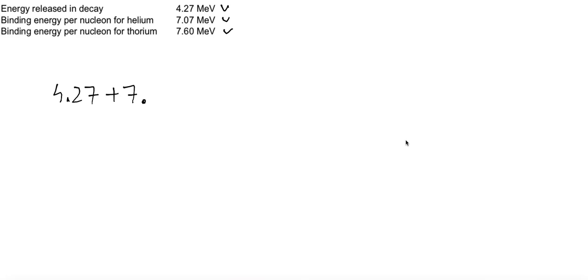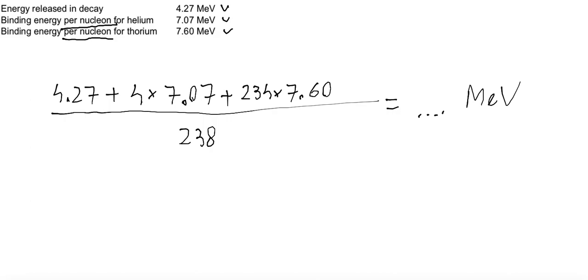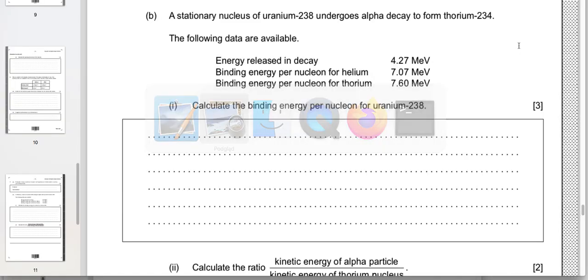Okay, we know the energy released in the decay, which is 4.27 mega electron volts. Helium has 4 nucleons because this is the binding energy per nucleon of helium, so 4 times 7.07, plus the binding energy per nucleon of thorium. If uranium has 238 and the alpha particle takes nucleon number 4, then thorium has 234. And this, divided by the number of nucleons in uranium, will give you the binding energy per nucleon of uranium in mega electron volts. So this is the correct answer, sorry.